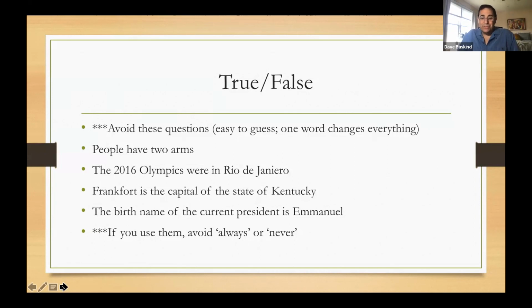And if you choose to, avoid words like always or never, because all it takes is one instance otherwise to prove the whole thing to be incorrect. So to say that people have 2 hemispheres in their brain, well, that's true for almost everyone, but there are some people who have had something called a hemispherectomy, where they had half of their brain removed. So saying that everyone has 2 hemispheres is not accurate. So watch out on those always and never items.